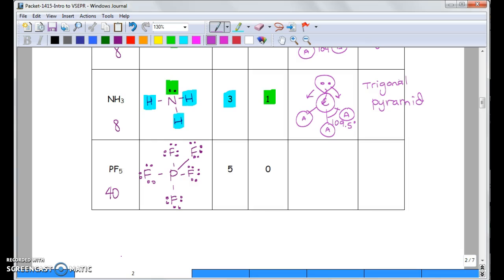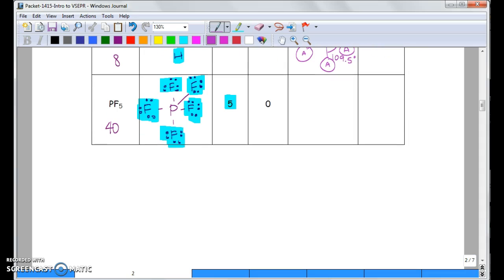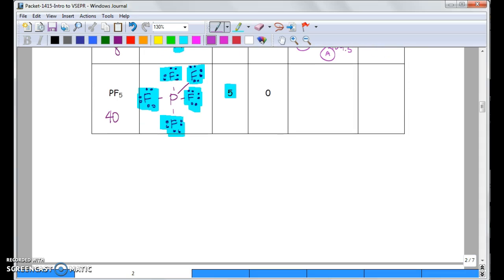And then finally, we have PF5, phosphorus pentafluoride, where we have 5 bonded atoms. And remember, this is okay for phosphorus to have 5 bonded atoms because it is in the 3rd row of the periodic table, where the elements start getting a little bit larger. I'm actually going to draw this picture a little bit further down on the page because it's going to take up some space, and I want to show you some different things about it.